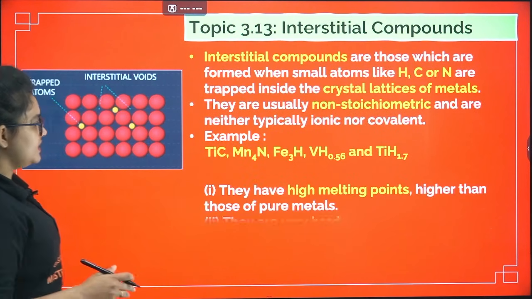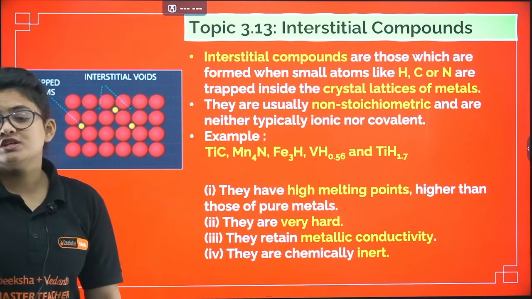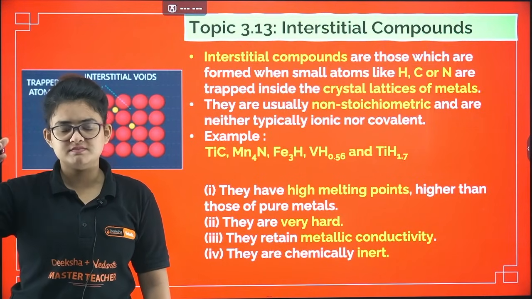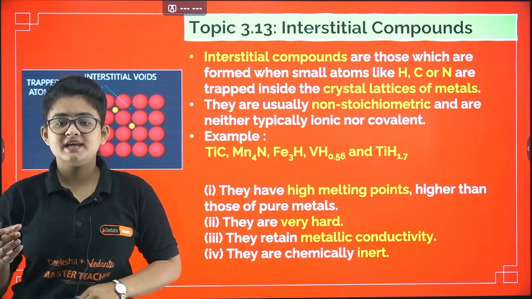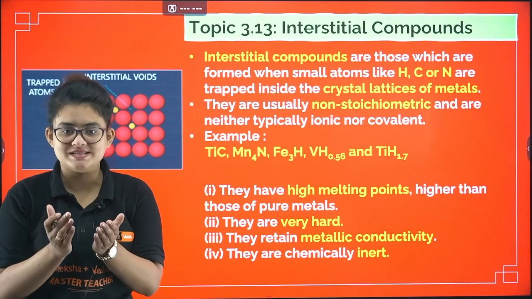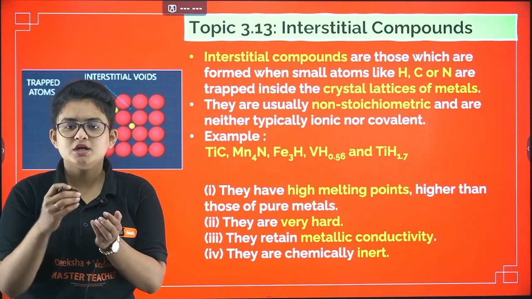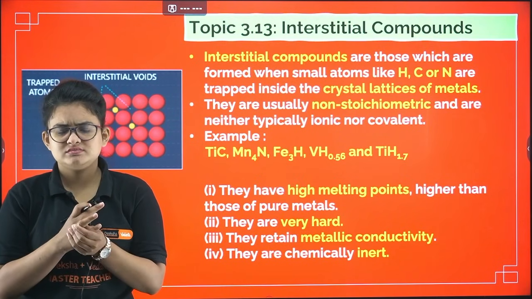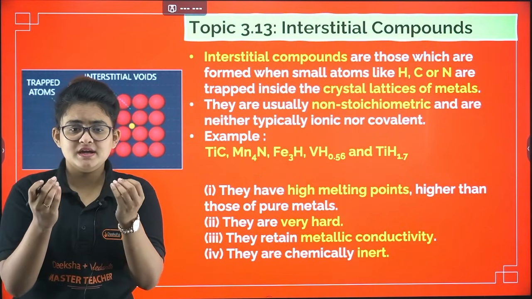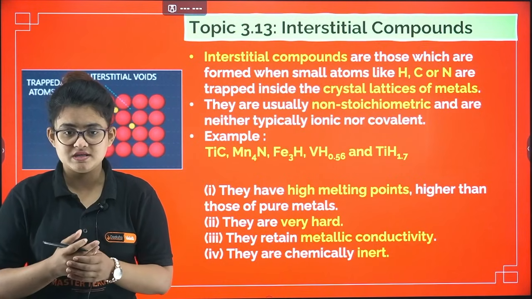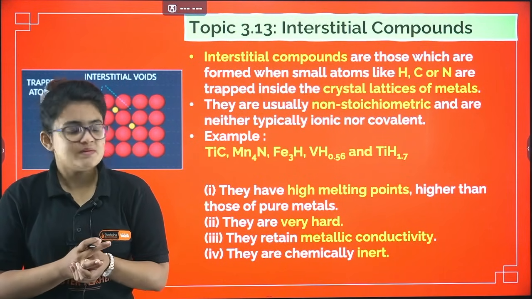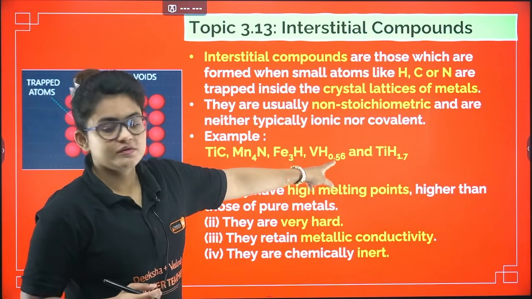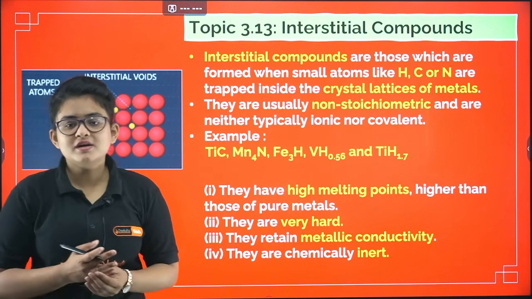Interstitial compounds is a very important topic. Interstitial compounds are formed whenever small atoms such as carbon, nitrogen, hydrogen get trapped within the crystal lattice. They are non-stoichiometric, and they form neither covalent nor ionic type of bonds. One example you can see, Mn4N, VH0.56, this type of thing. These are called interstitial compounds.